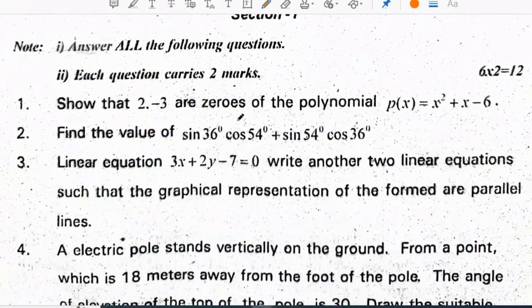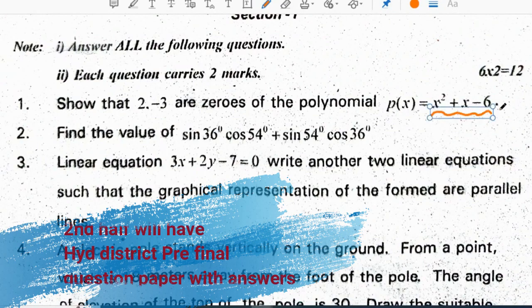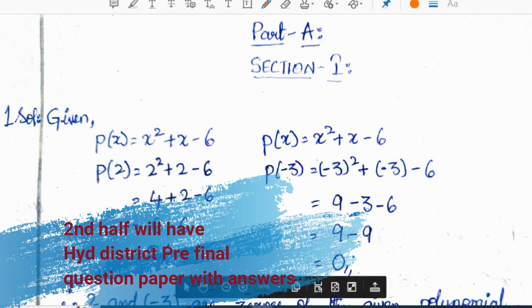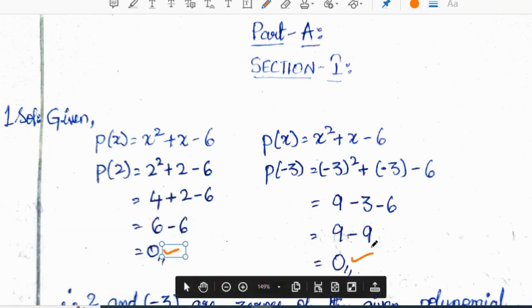Section 1, first question. Show that 2 and minus 3 are zeros of the polynomial x square plus x minus 6. To prove that they are zeros, if you replace the value of 2 in the place of x, 2 ni x place lo replace chesaka answer 0, say it is the zero of the polynomial. Similarly, if you replace minus 3 in the place of x, our answer is 0. Therefore, 2 and minus 3 are zeros of the given polynomial.